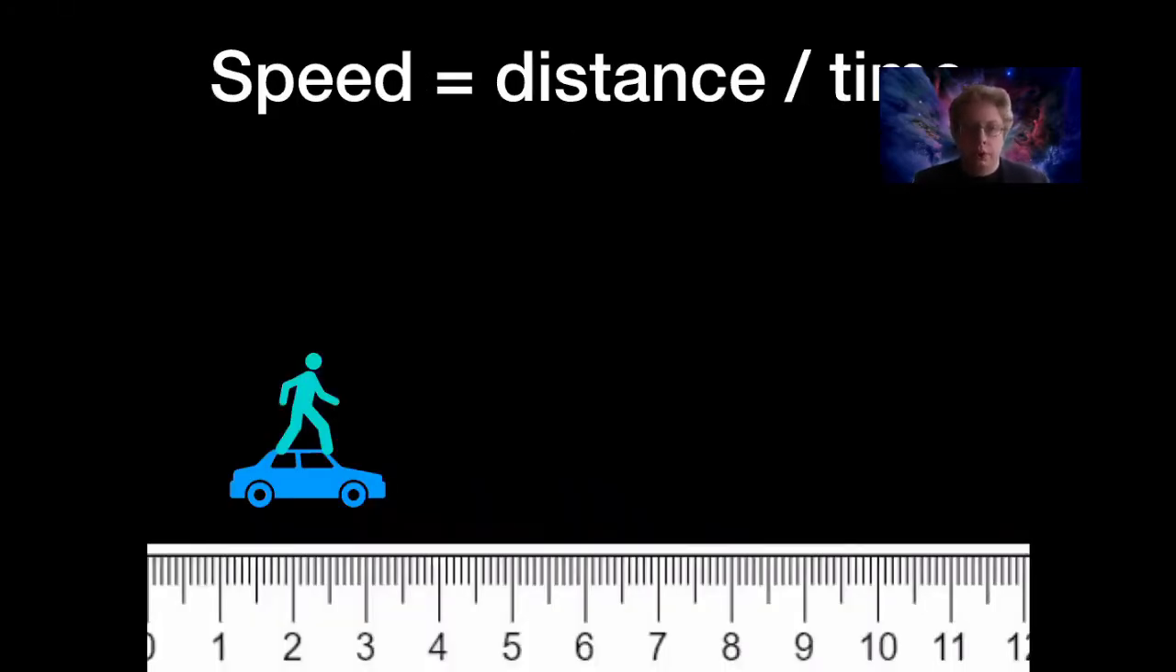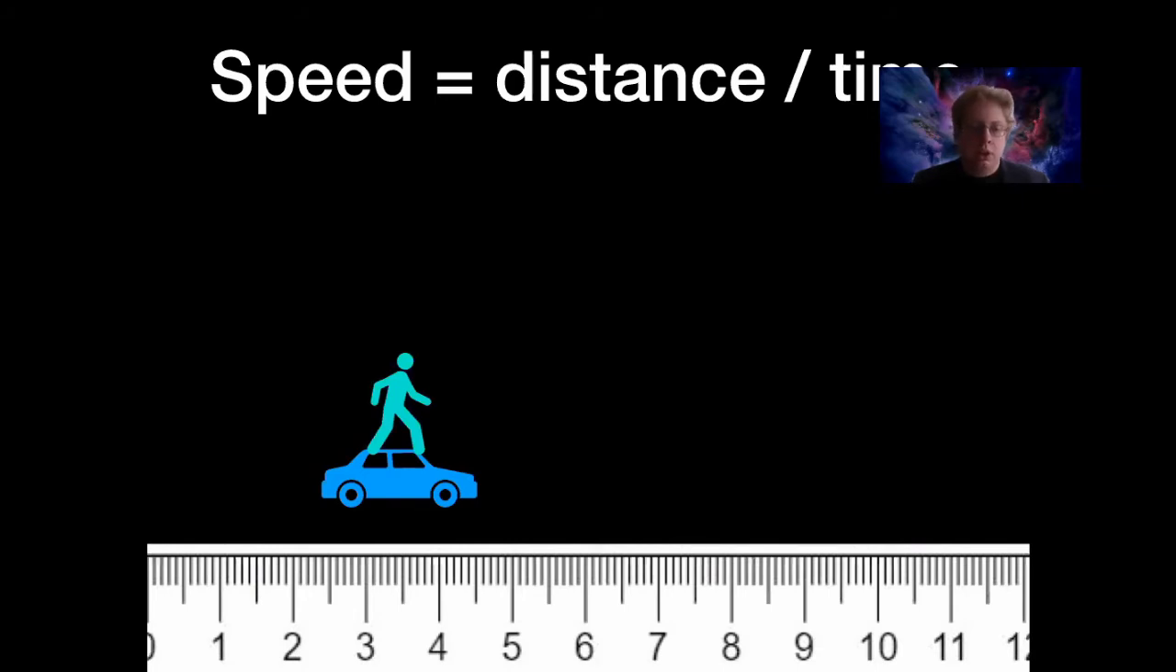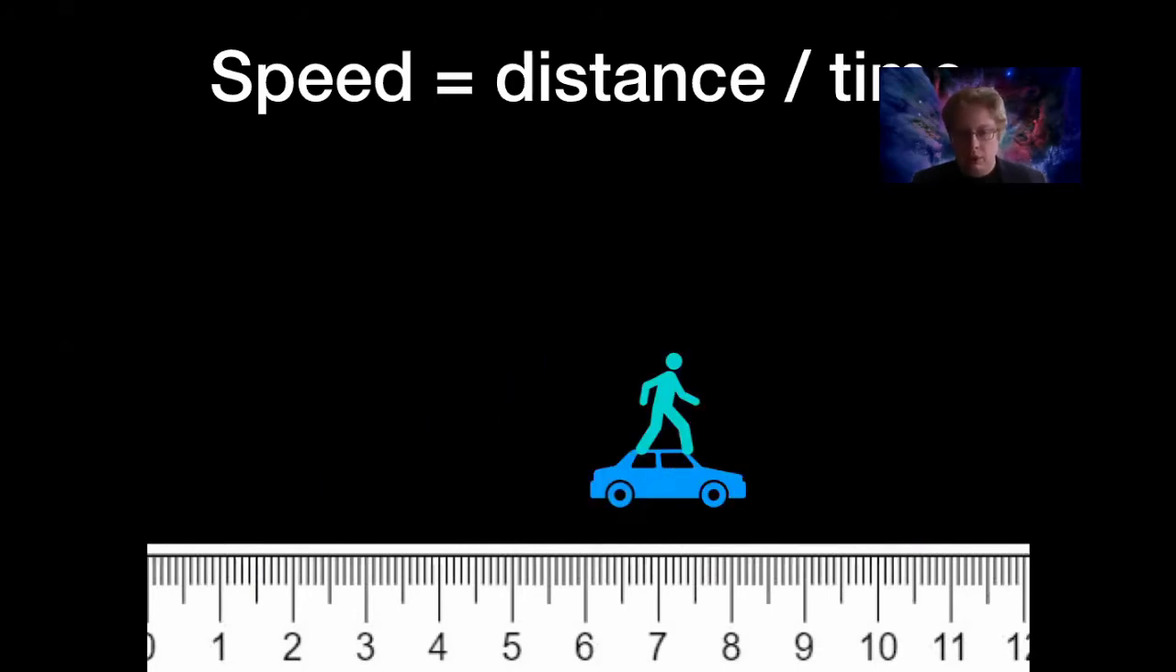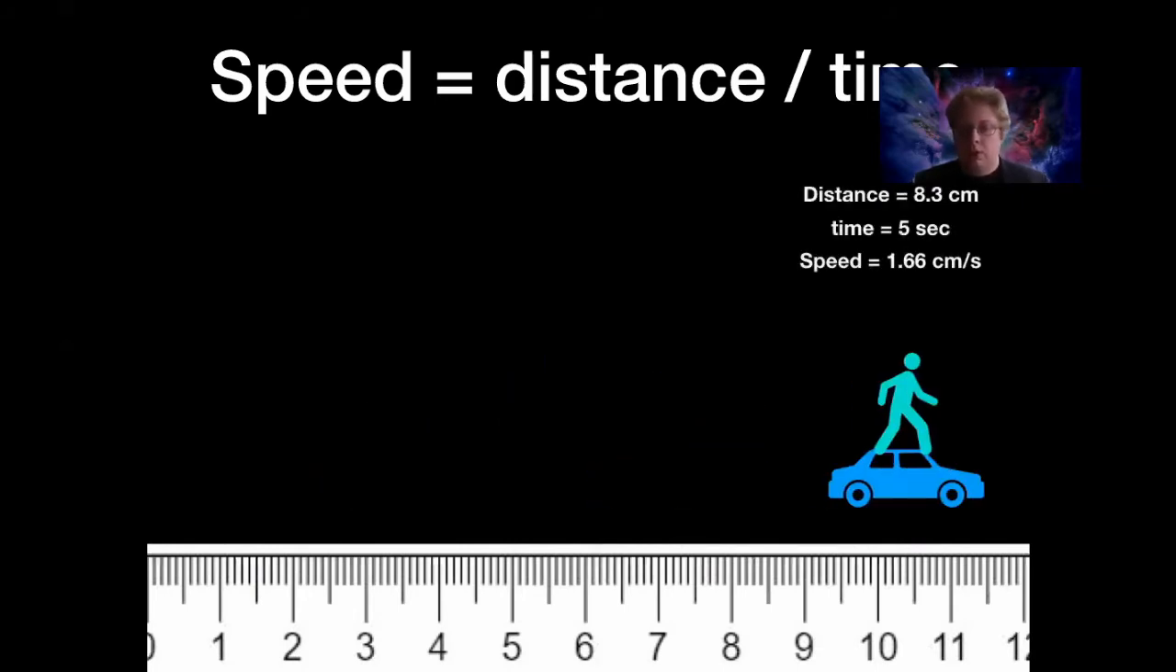So just a quick overview. Speed is distance divided by time. It's how far you can go in some period of time. For example, I'm showing here a fellow standing on top of a car who is going to travel some distance. Over the course of about 5 seconds, and I timed it so it had to be 5 seconds, this guy travels 8.3 centimeters on the screen. So if I calculate his speed, that is the distance he traveled divided by the time it took him to get there. So that's about 1.66 centimeters per second.